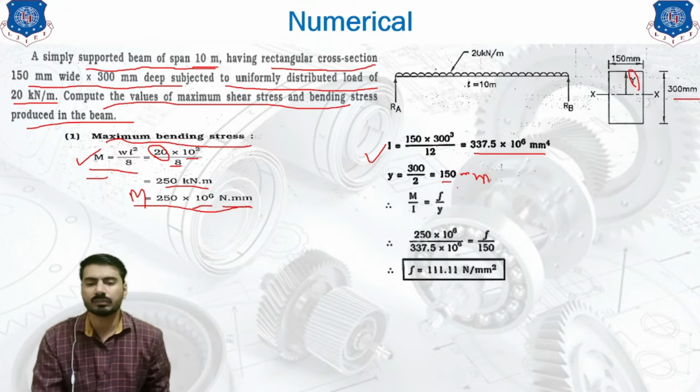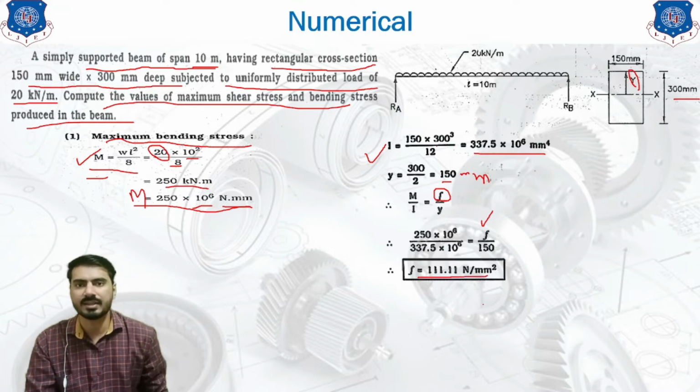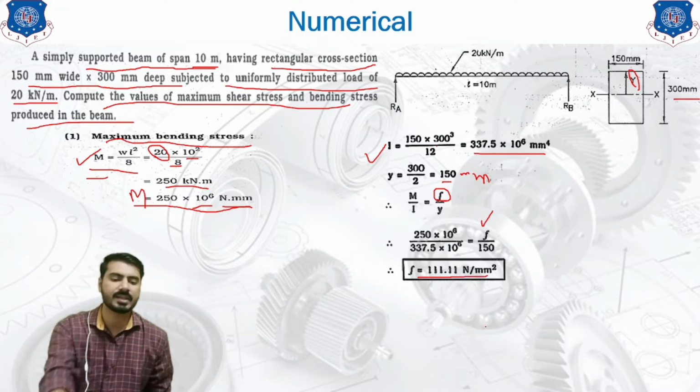Now we put all these values in our basic equation of bending stress. Here f represents the bending stress. The only thing that is unknown in this equation is f. The rest of the things we have calculated or they have been given. So we make f the subject and calculate the value of the bending stress that is being generated in our section.